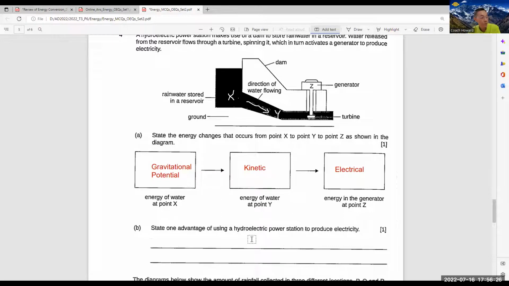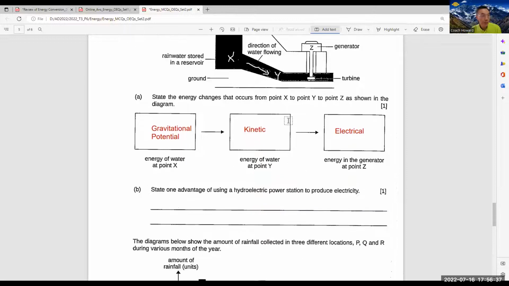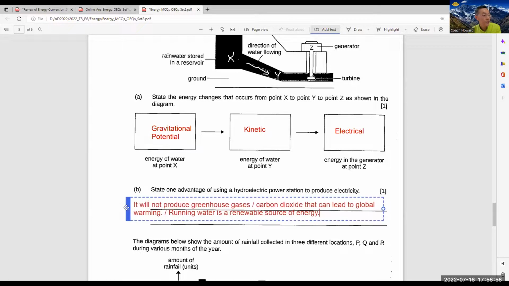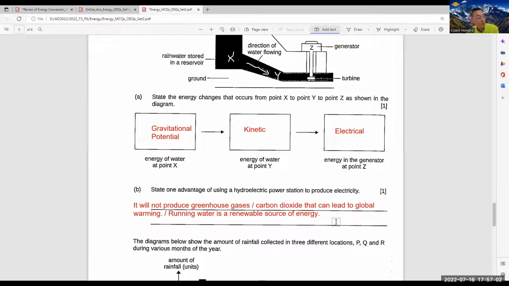Okay, state one advantage of using a hydroelectric power station to produce electricity. In fact, there are several advantages. Number one is that it is renewable. Number two is it does not produce pollution. It's pollution free. Some of you are learning the topic on global warming, right? Carbon dioxide is a greenhouse gas. So one advantage is that a hydroelectric power station will not produce any greenhouse gases, which is carbon dioxide that leads to global warming. So any of these, or you can say running water is a renewable source of energy.